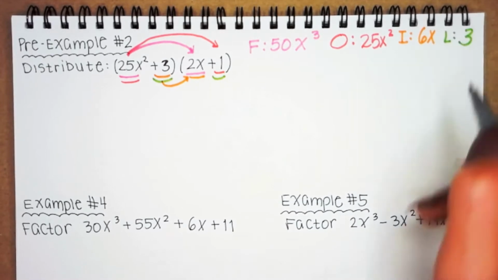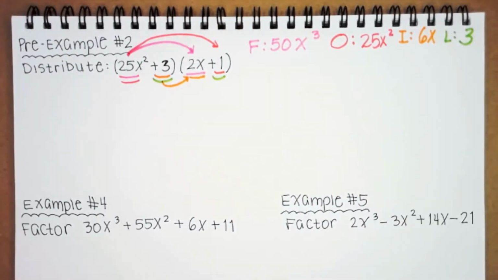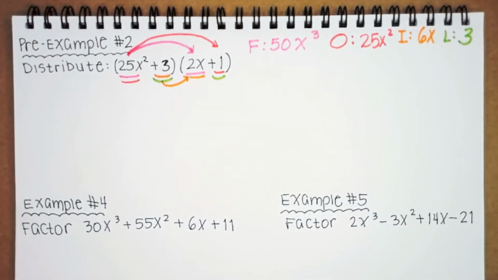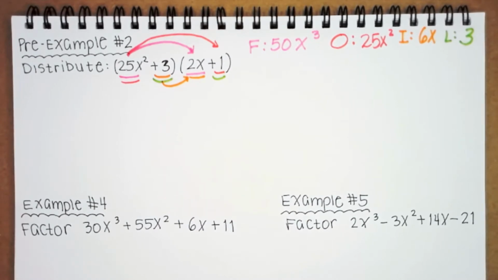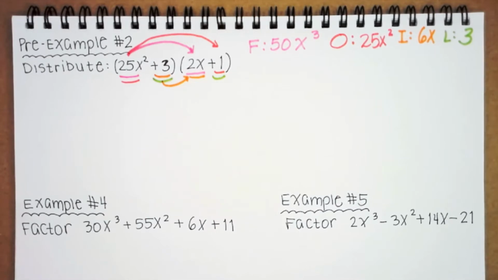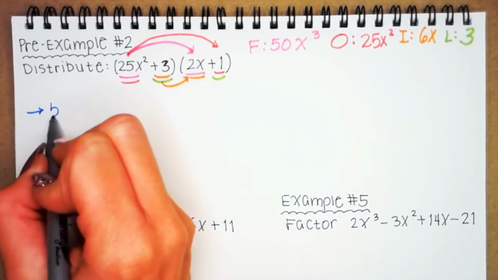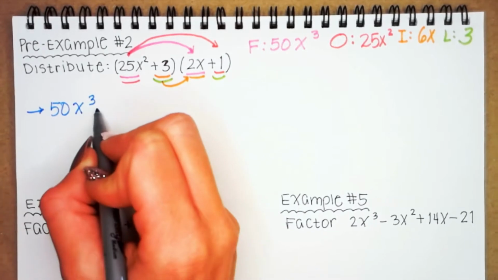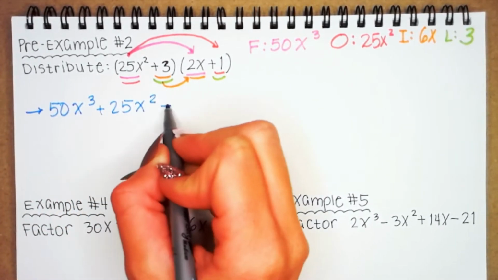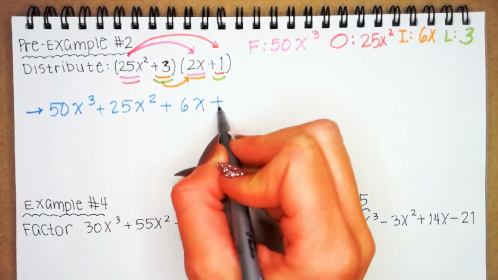We get 3. What FOIL as a mnemonic device does for us is it allows us to all write our answer in the same order, and this makes it easier for us to compare our solutions. But since we're putting everything in standard form anyway, it isn't totally necessary. You could multiply this however you really want. When I multiply, I would get 50x to the third plus 25x to the second plus 6x plus 3.